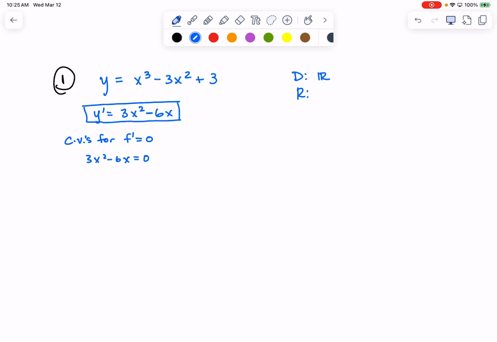Can I factor it? Take a 3x out. That'll leave me with x minus 2. We're going to have two CVs. What are they? 3x equals 0 will give me what? 0. Good job. And what's the other one?